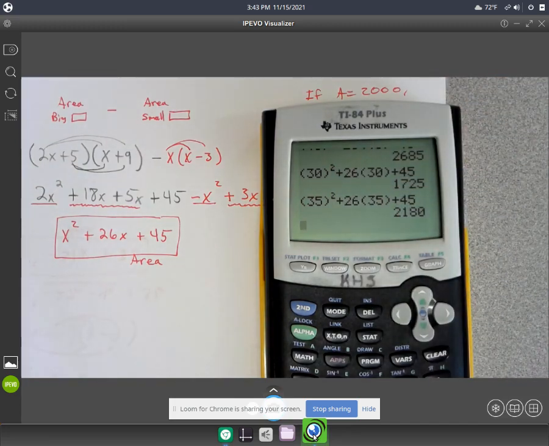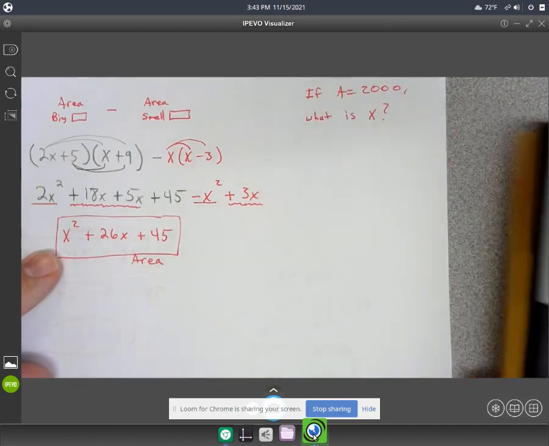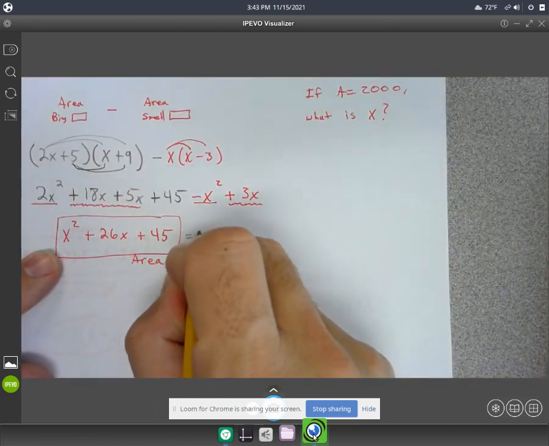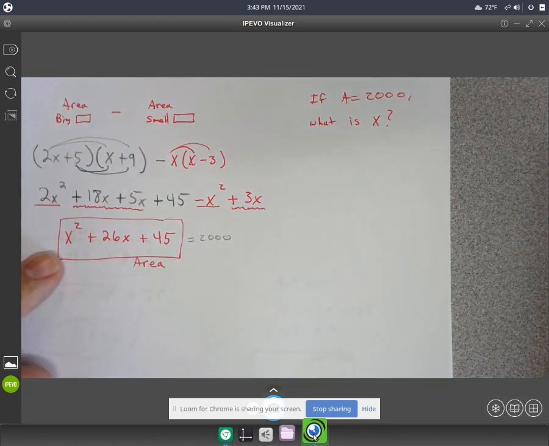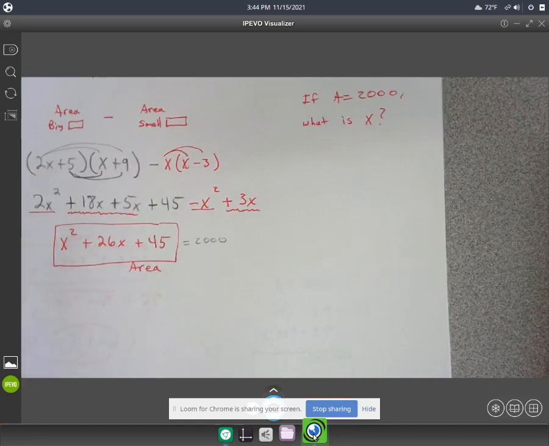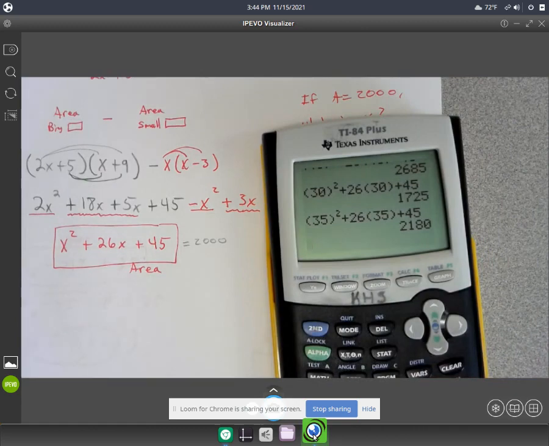And you could keep going back and forth until you get closer and closer. The actual way to solve this type of question would be to take your area and set it equal to 2000, like that. And if you could figure out how to solve for x here, that would be the way you could figure out what x is. But we don't have the skills for that yet. So we are literally just guessing and checking. It does work. It just takes forever. And it's not going to give you the exact answer, but it's close enough.